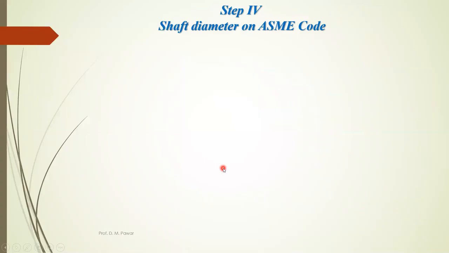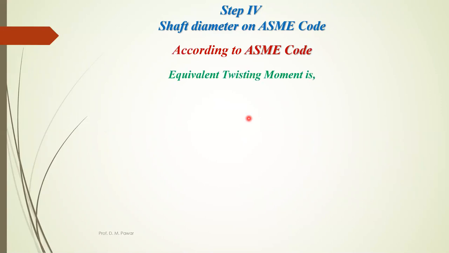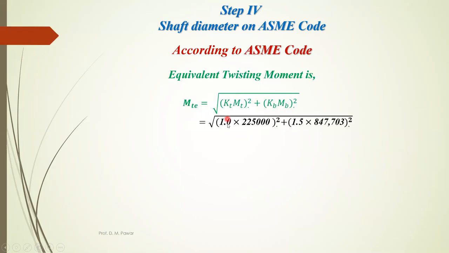So step number 4 is to calculate the shaft diameter based on ASME code. According to ASME code, we first have to calculate the equivalent twisting moment. The formula is: MTE is equal to the square root of (KT MT) squared plus (KB MB) squared. KT and KB are factors to consider shock and fatigue loading, which are also given in the numerical. By putting KT equal to 1, KB equal to 1.5, MT as calculated in step number 2 and MB as calculated in the previous step, I will calculate the equivalent twisting moment.